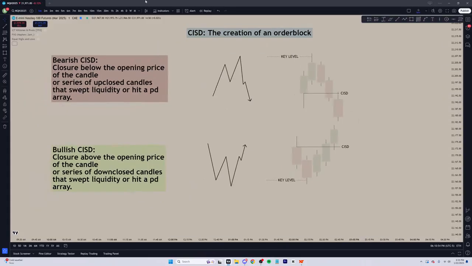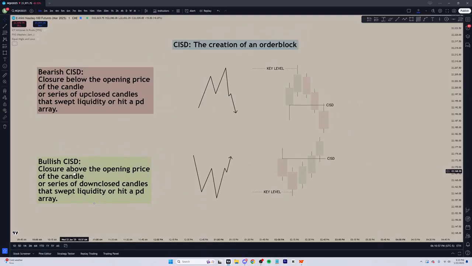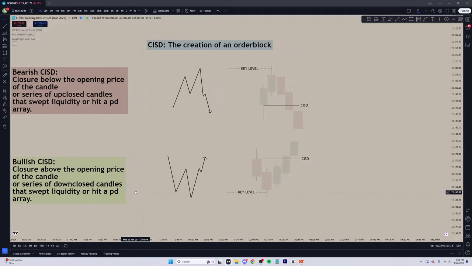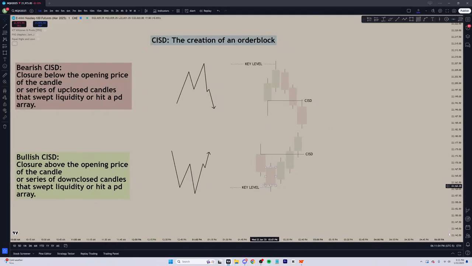A bullish CISD then is a closure above the opening price of the candle or series of down-close candles that swept liquidity or hit a PDRA. That's just a refresh. So we have a series of bearish candles here. We are in a downtrend, and then once we hit a key level, we then get a body closing above the series, or one candle, this could also be, of down-close candles that swept liquidity or hit a PDRA. So once we get a body closing above this opening price, at this candle, once this candle closes, this is your change in state of delivery.